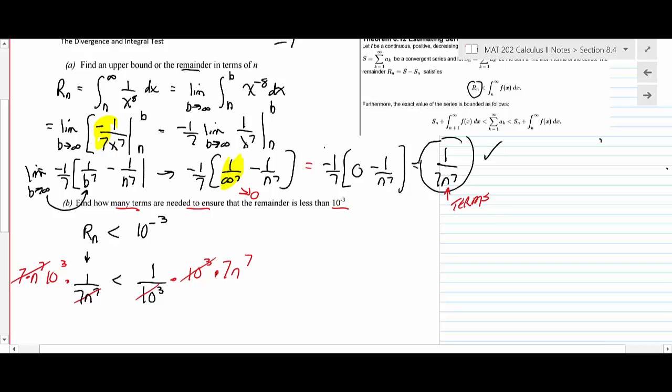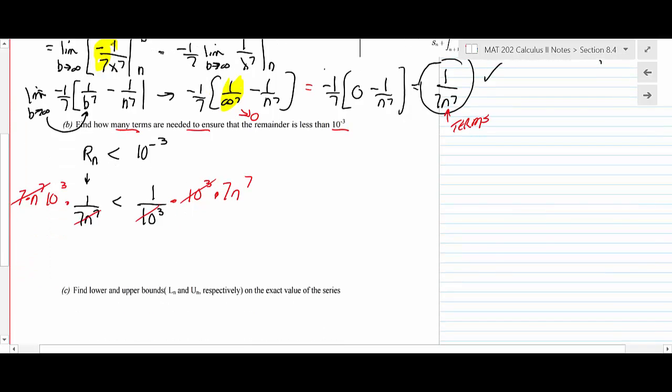Now let's see what we have left over. We have 10 to the 3rd on this side, less than 7n to the 7th. And then we're going to solve this for n. Everybody following along okay? All right, now what do I need to do? I need to divide by 7. So from here I get 10 to the 3rd over 7 less than n to the 7th.